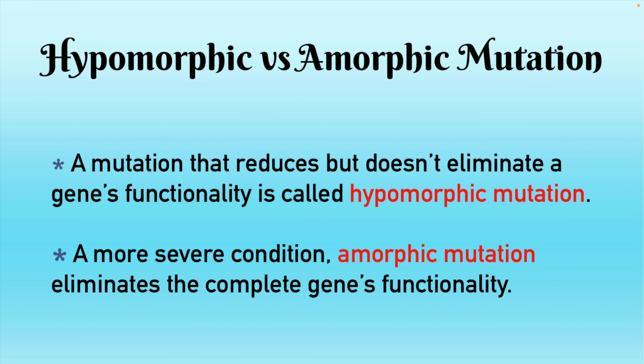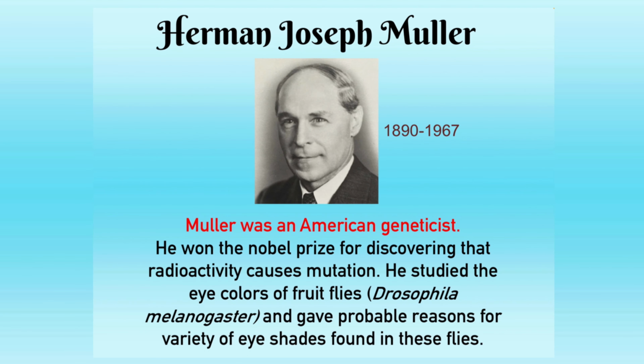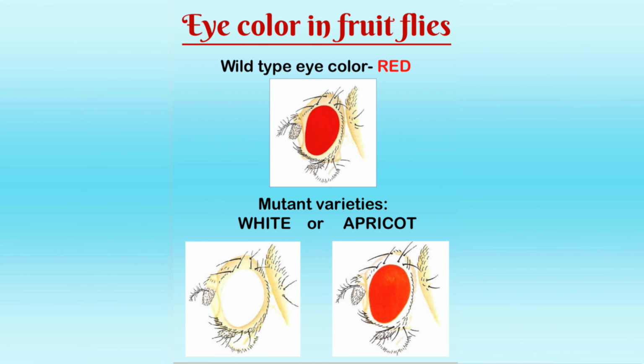A very classic experiment defining hypomorphic alleles dates back to the 1930s. Hermann Muller, an American geneticist, won the Nobel Prize for discovering that radioactivity causes mutations, and he studied these mutations as the eye color of fruit flies. These flies normally have red eyes, but the mutant variants can have white or apricot colored eyes.